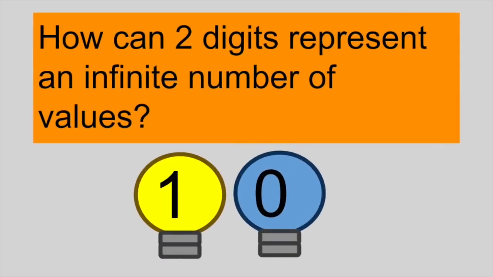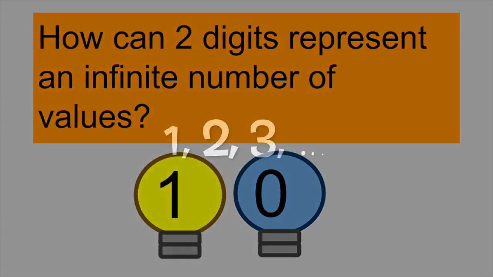So now that we know what bits are, let's learn how such a simple system can store such a wide array of information. We will now learn how to represent virtually any number using just ones and zeros.